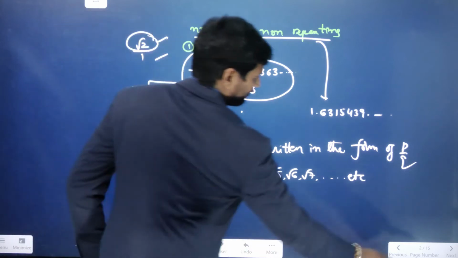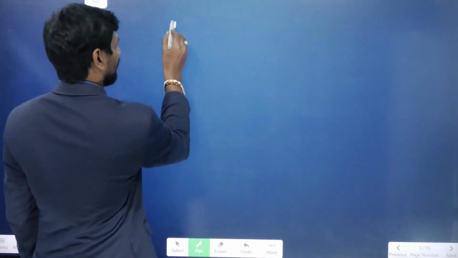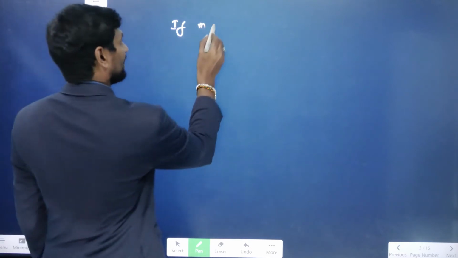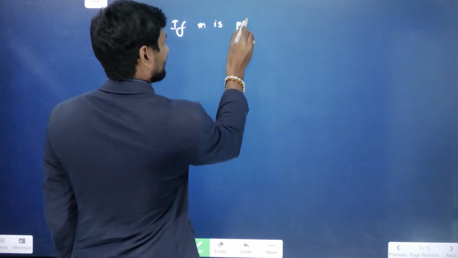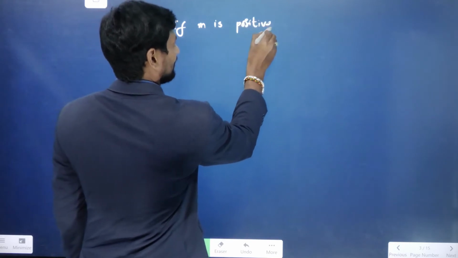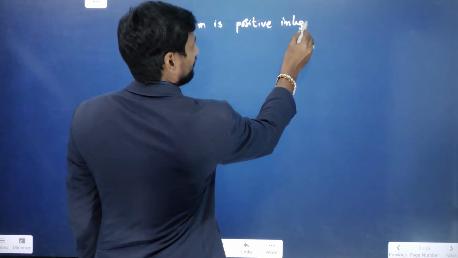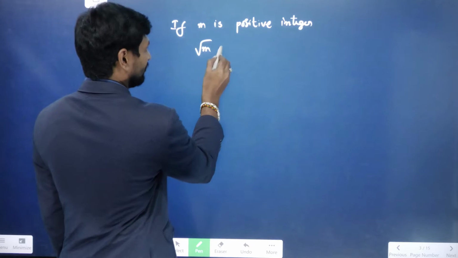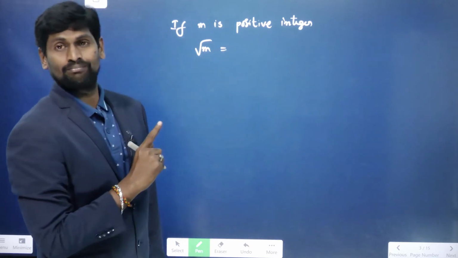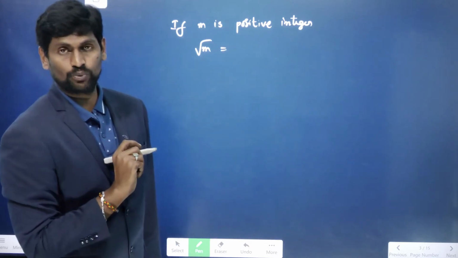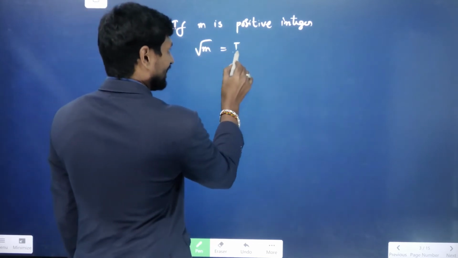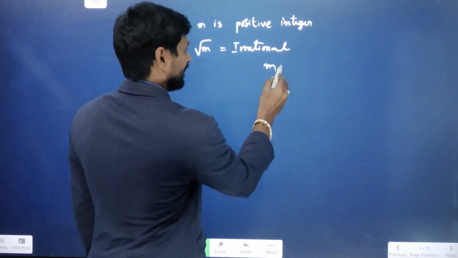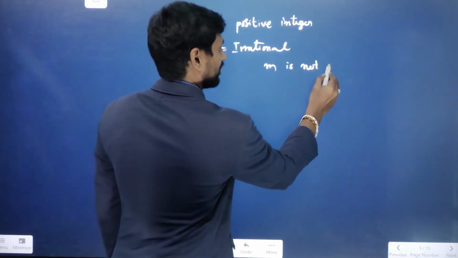According to the actual definition, if m is a positive integer, then root m is an irrational number if m is not a perfect square. Root m is irrational only if m is not a perfect square.